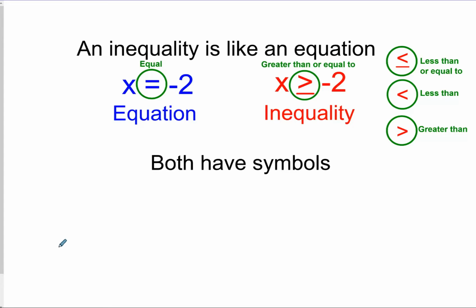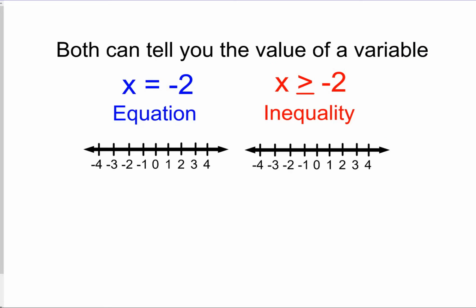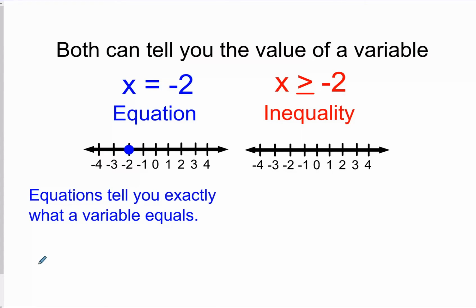An inequality can have one of four different signs, including greater than or equal to, less than or equal to, less than, or greater than. Both can tell you the value of a variable. An equation tells you exactly what a variable equals. So in this example, x equals -2. I know the only answer is -2.